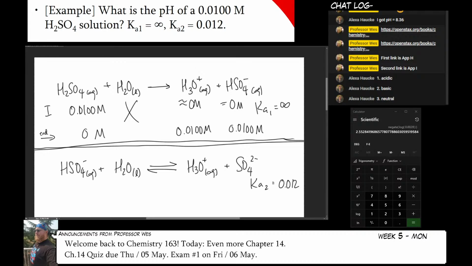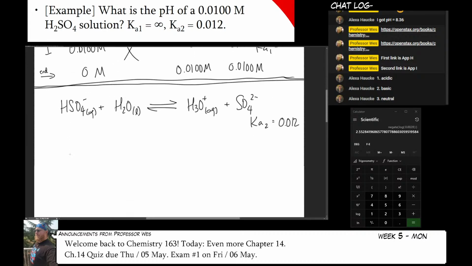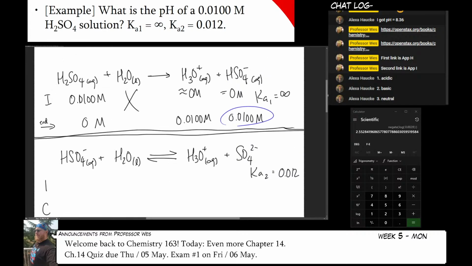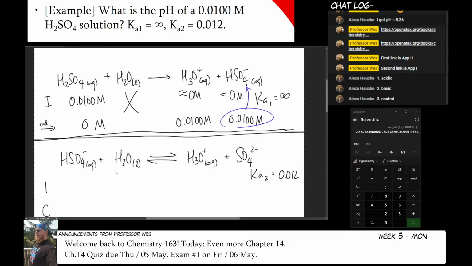For the second problem, if I want to figure out this equilibrium, what are the initial amounts that we have? How much of this will we have? Well, obviously it's this number, right? Because that was how much hydrogen sulfate was in there. Water we don't care about.